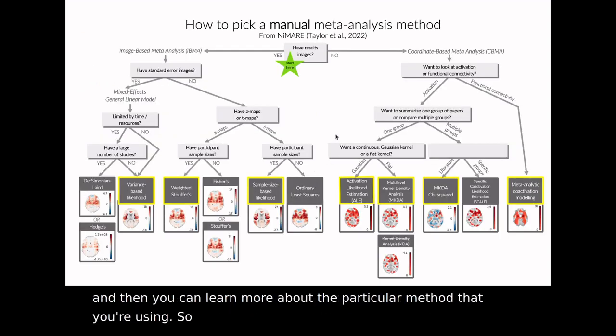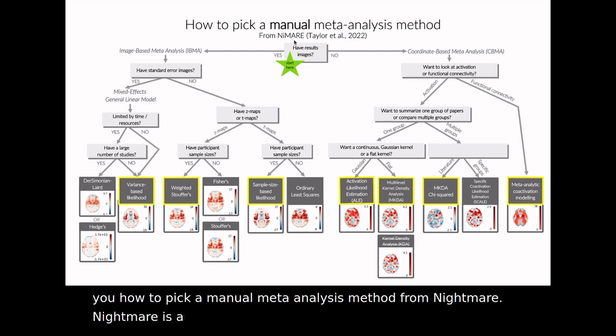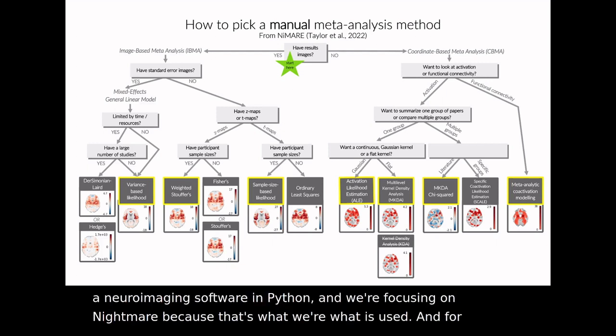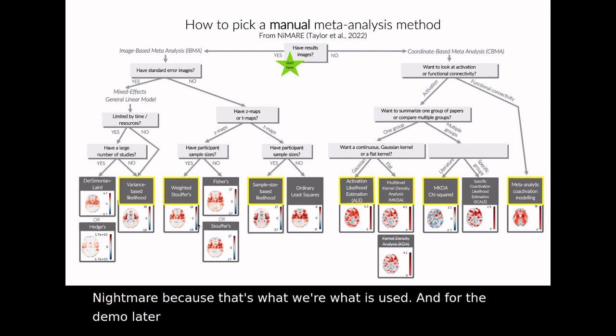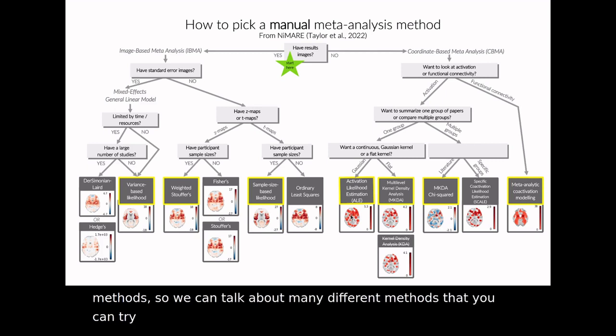So here we have the first decision tree, which shows you how to pick a manual meta-analysis method from NiMARE. NiMARE is a neuroimaging software in Python, and we're focusing on it because that's what is used for the demo later, and also because it implements the widest variety of methods, so we can talk about many different methods that you can try all with the same software.